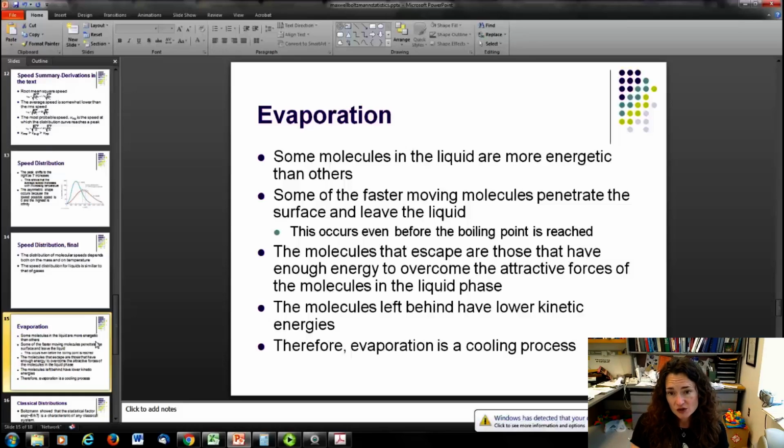Those molecules that escape are those that have enough energy to overcome the attractive forces, and they leave it behind. So what's happening at evaporation is that you're losing your most energetic, or hottest, particles, and that means that you're going to be cooling the whole substance down. What's left behind is a colder substance than what you started with, because the ones that you're losing are the most energetic, and that helps explain a little bit about evaporation.